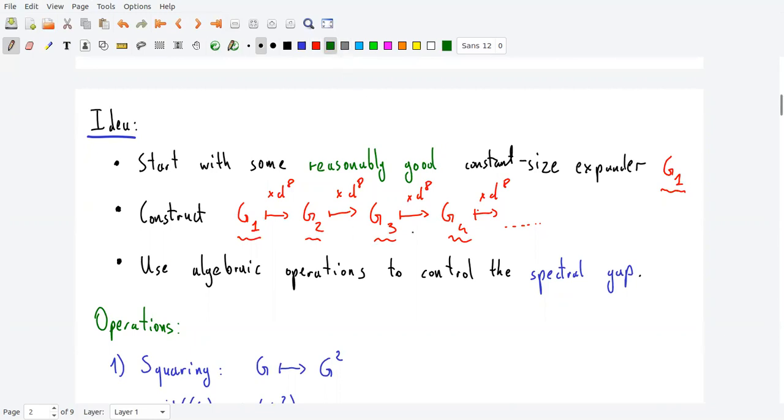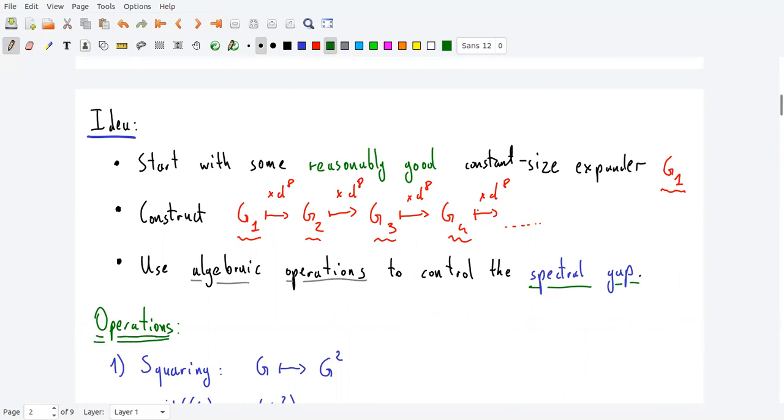During this process, the crucial part will be controlling the spectral properties of those graphs. We will need to control the spectral gap in each of those graphs G_t during this construction, and therefore we will mostly focus on algebraic operations. We will construct the consecutive graphs using various algebraic operations that will enable us to understand how the spectral properties of the next graph depend on the spectral properties of the previous. Good. So before we go to that construction, we will review the operations that we will use.